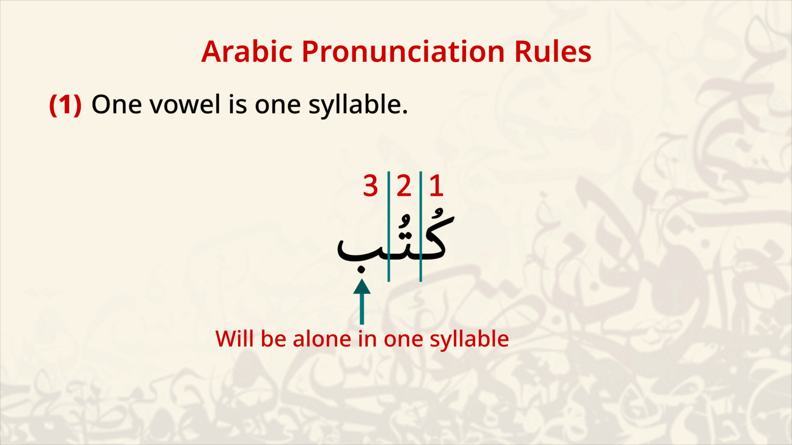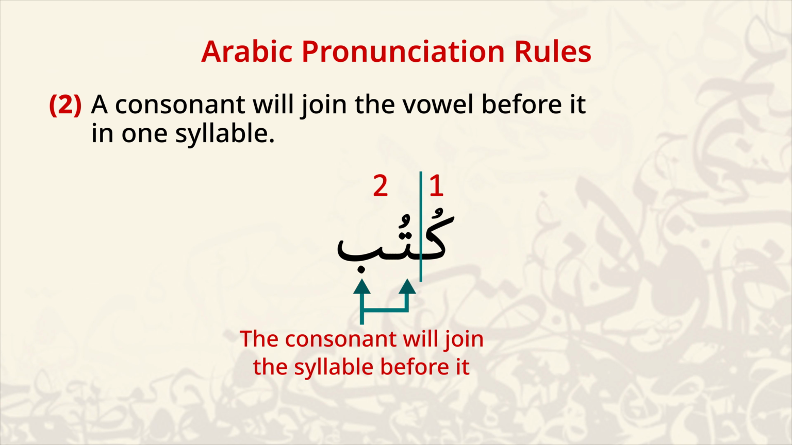And what did we say about pronouncing consonants alone? Yes, it's not possible. From the previous lesson, we learned that to pronounce any consonant, we need a vowel before it. So in this situation, we will combine the consonant letter with the vowel before in one syllable. Now we have two syllables. One contains a single letter and the other has two letters.